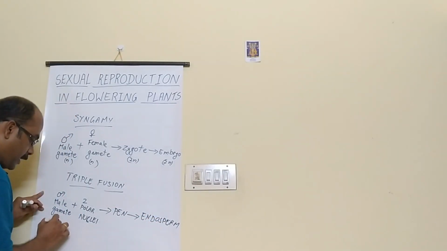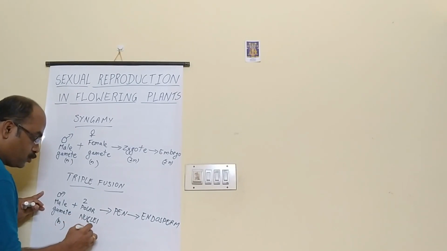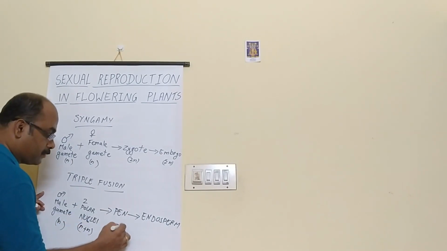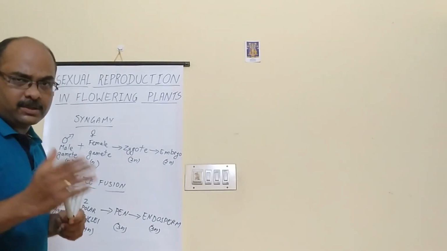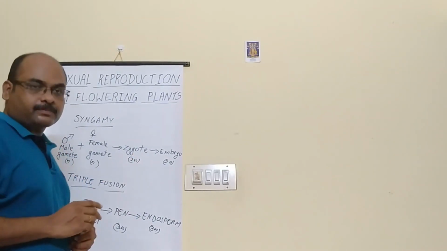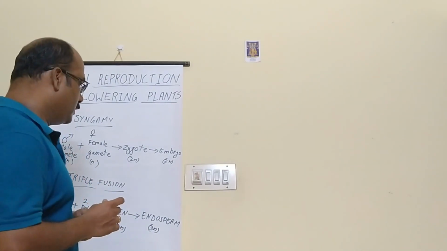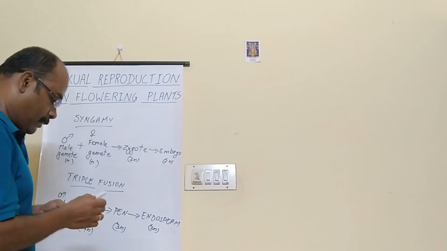So this is N. Here N plus N, 2 cells are there. So total it will be 3N. This also will be 3N. 3N means 3 sets of chromosomes are there. 2N means 2 sets of chromosomes are there. So this is about double fertilization.